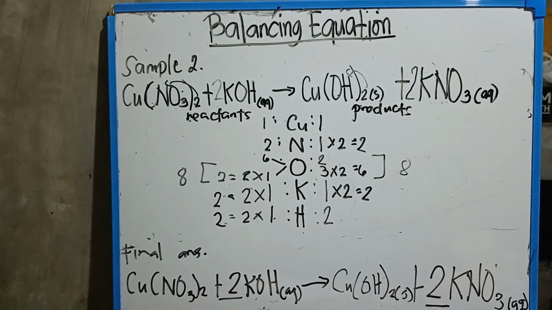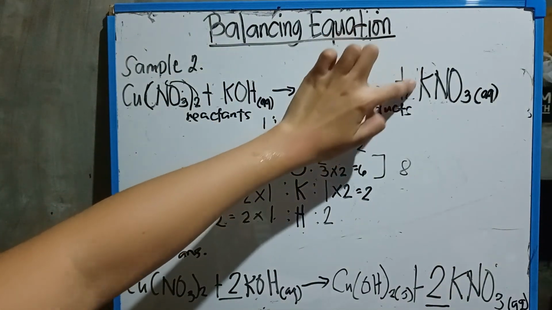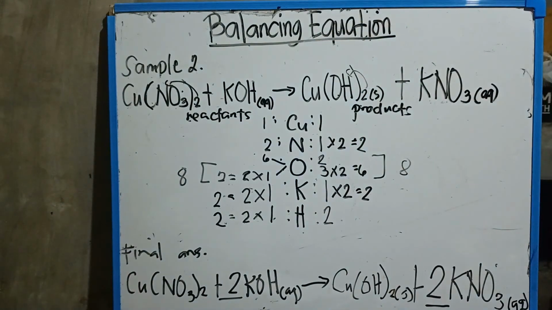So, it is always good to start with the smallest number, which is the 2. If we can already balance it with 2, then we don't need to use the 3, 4, 5, 6, 7, and so on and so forth. So, that is for example.